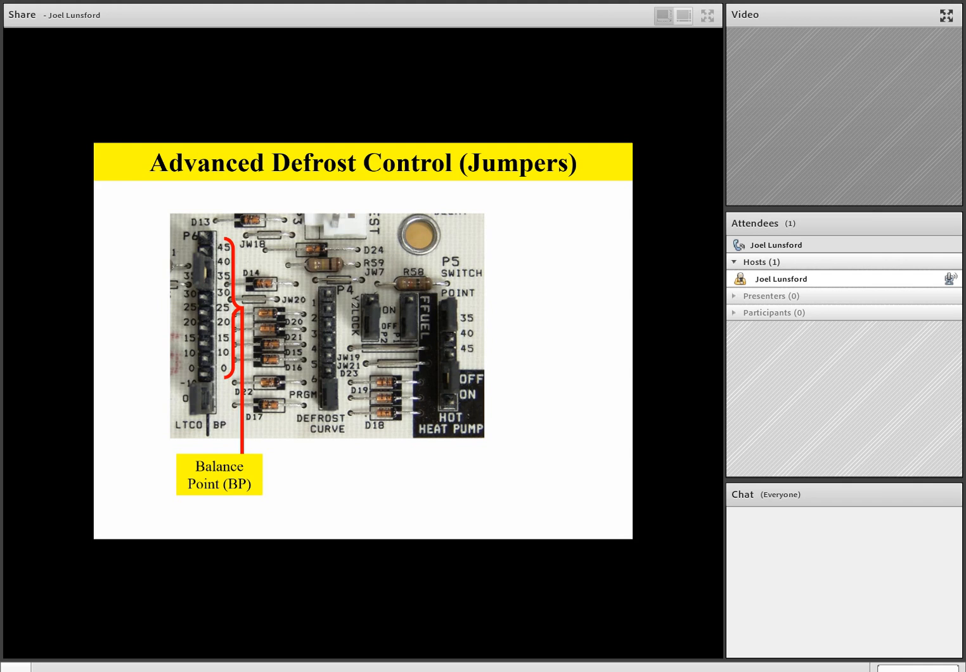Now, the best way to think about that is this. Anything above 35 degrees, you will not have auxiliary heat. So in other words, it's an auxiliary heat lockout jumper. Wherever that upper jumper, that balance point jumper, is, the heat pump will be running all by itself anything above that jumper set point.